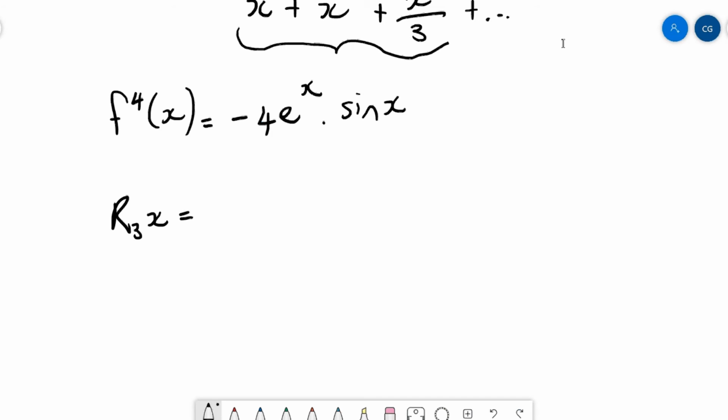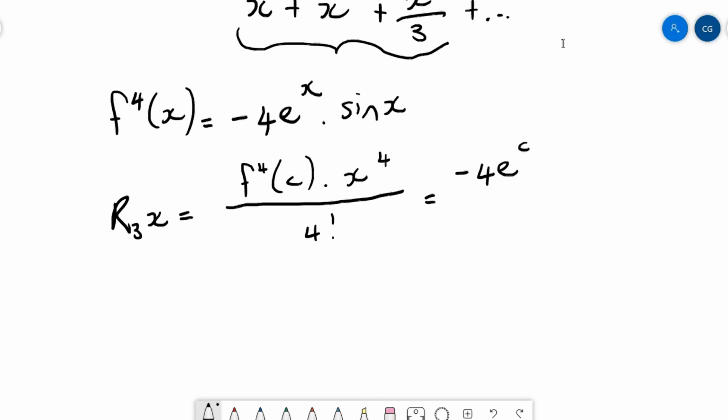Now let's use that formula. So the formula says f4(c) multiplied with x to the power of 4 over 4 factorial. Now we have the fourth derivative and we're going to substitute c in for x. So this is going to become negative 4 e to the power of c times sine c multiplied with x to the fourth all over 4 factorial. So this is the error term that we had to find.